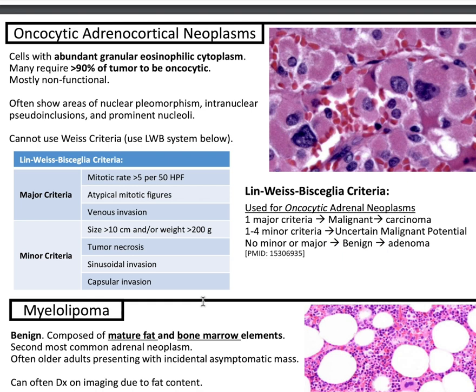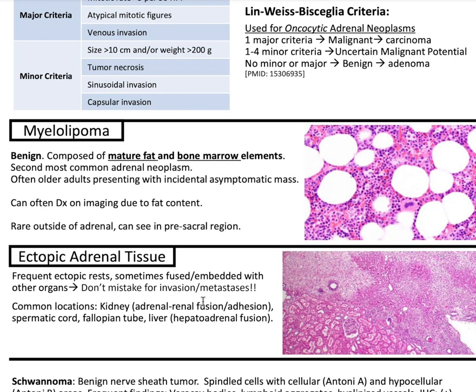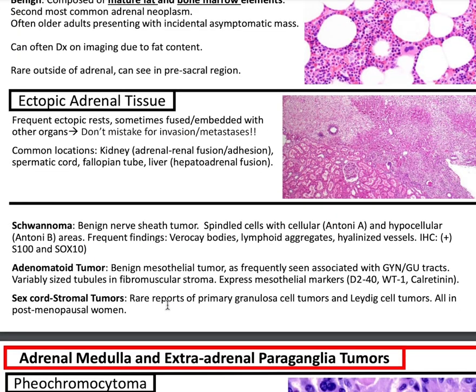Oncocytic adrenocortical neoplasms will have abundant granular eosinophilic cytoplasm. Many times, greater than 90% of the tumor has to be oncocytic. You will use the Lin-Weiss-Bisceglia criteria. Myelolipoma is benign, and you'll have mature fat and bone marrow elements. Ectopic adrenal tissues, don't mistake for invasion or metastasis. You can have schwannomas, adenomatoid tumors, and sex cord stromal tumors.